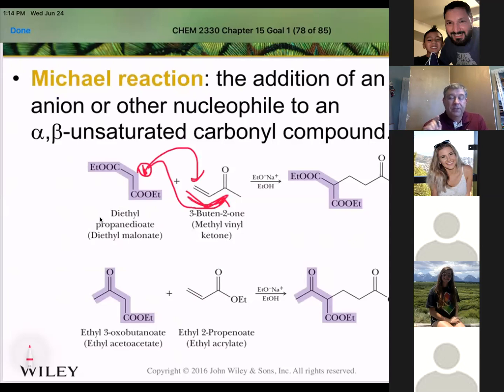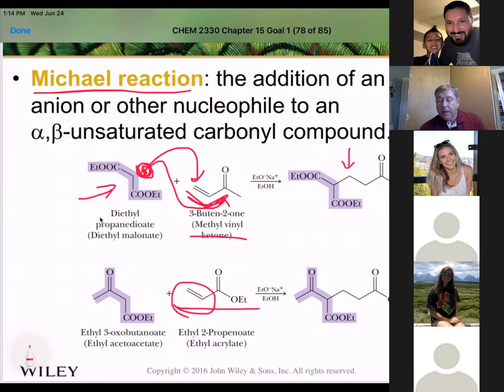Okay, I'm going to show you on the next slide. Don't worry. So what we're doing here in the Michael reaction is creating an enolate from something else over here. And instead of attacking the carbonyl, it's going to attack the beta carbon. So not the one next to the carbonyl, but the one opposite it. And we can use that with both ketones and esters as long as the double bond is in conjugation with the carbonyl. Okay, so why does this work?